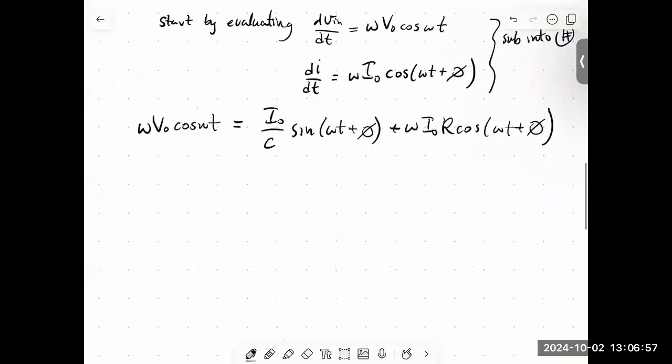To go further, we're going to use some trig identities. The problem that we have right now is that over here, we have a cos omega t, and over here, we have cos(omega t plus phi). I might be able to do something if I had terms that were just cos omega t, and I can get that by using the following trig identity. So let's use the following trig identities.